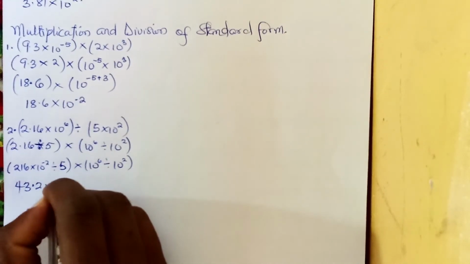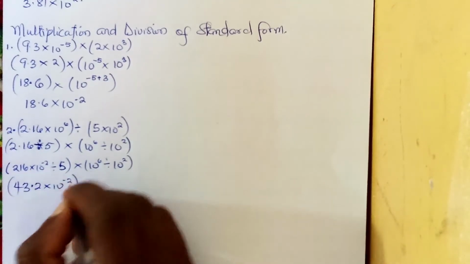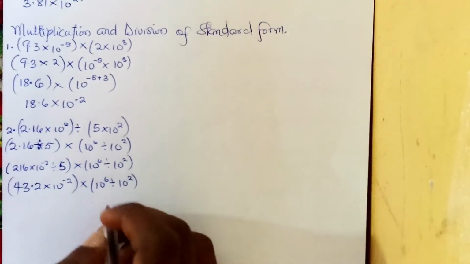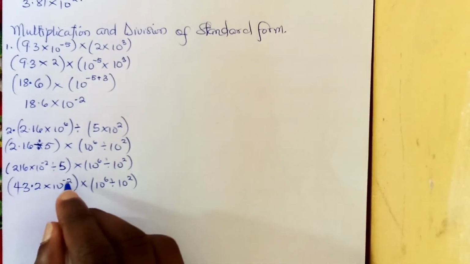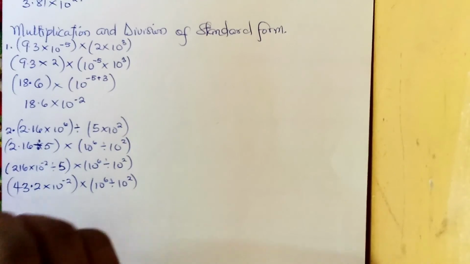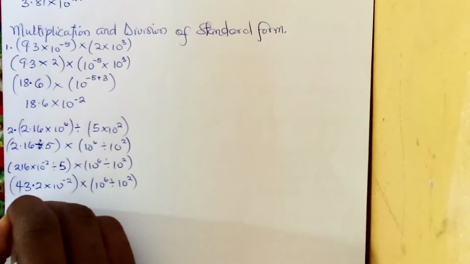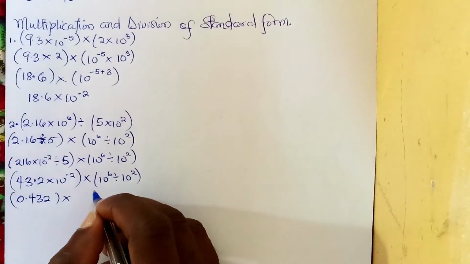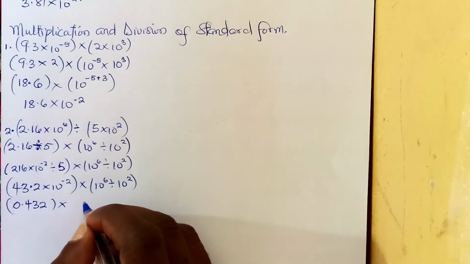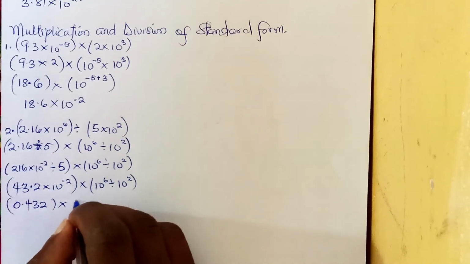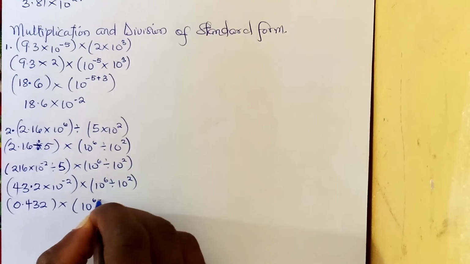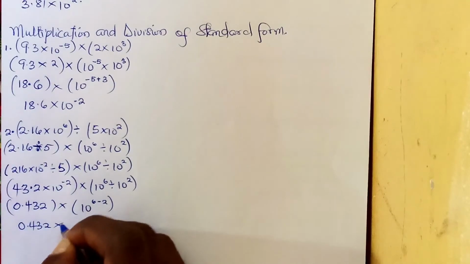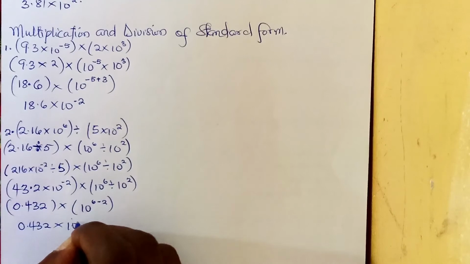Now there is 10 raised to the power minus 2 in the presence. So now we deal with this part. Since it's negative, it means the point goes to the left. So we have 1, 2, getting 0.432. When you are having numbers of the same base which are dividing, you subtract their exponent. So we have 10 raised to the power 6 minus 2. We get 0.432 times 10 raised to the power 4.